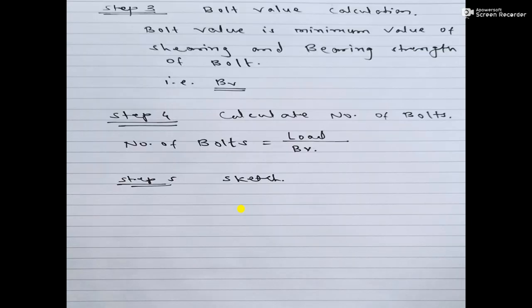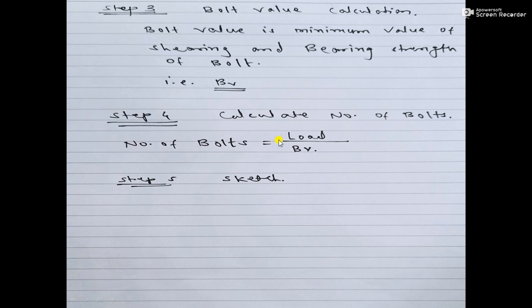Then step 3, bolt value. You have to calculate the bolt value. The bolt value is the minimum value of the shearing and bearing strength of the bolt. You have calculated the shearing value and the bearing value, and the minimum of these is taken as the bolt value. The bolt value is also known as the strength of the bolted connection, or the load carrying capacity of the bolted connection.